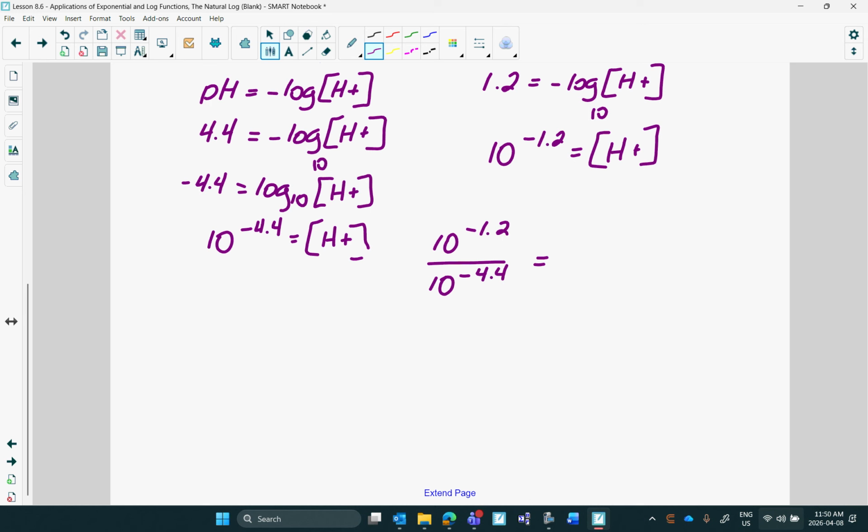Remember your exponent laws? When we divide two powers, the base stays the same. And what do I do with the exponents? Subtract. So it's negative 1.2 minus negative 4.4. Therefore, it's going to be negative 1.2 plus 4.4, just 3.2. And you can leave it like that. You don't need to change it. So that would be our answer. So that's an example where we didn't end up with an exponential equation. It was a logarithmic one.